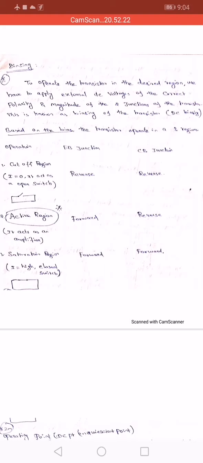So from these points we conclude that biasing of BJT is nothing but applying an external DC voltage with the correct polarity and magnitude to the two junctions of the transistor. Is it okay?